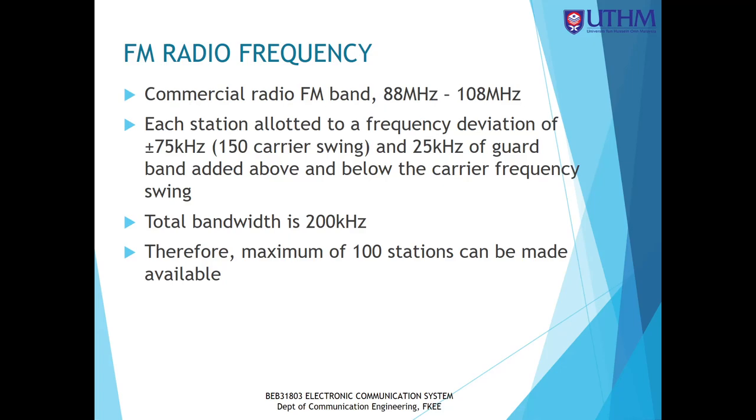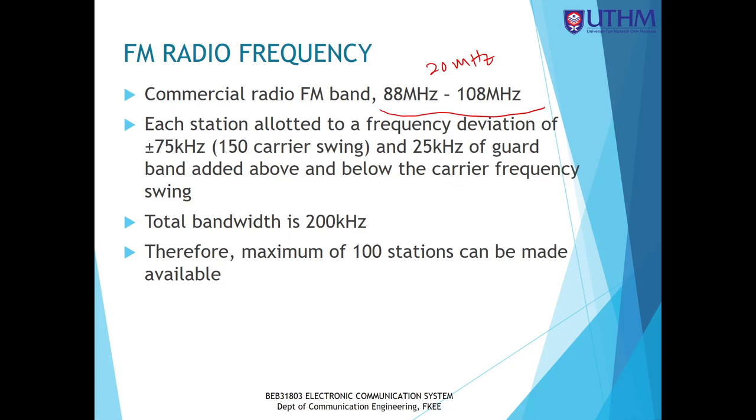This one is about FM radio frequency for commercial FM radio. Remember that I already explained that the assigned band for FM is from 88 to 108 megahertz. This is the standard assigned frequency for FM applications. If you have a radio, if you see in your car radio, for example, the frequency is from 88 until 108 only. So this FM band is 20 megahertz. Okay, the band is 20 megahertz.